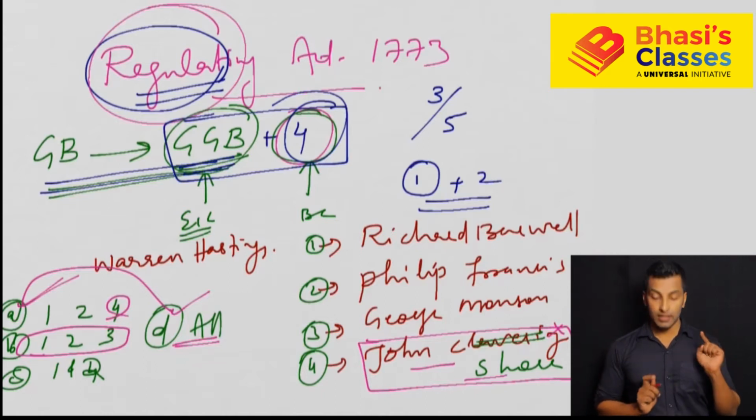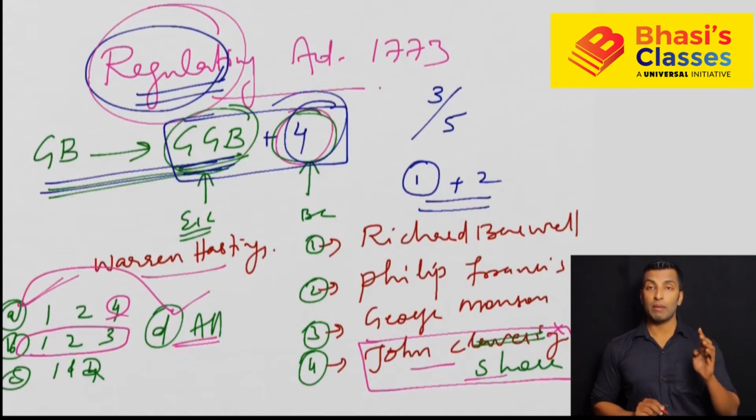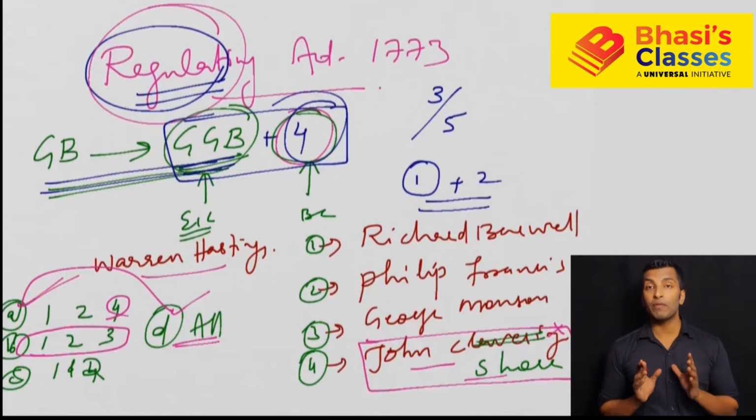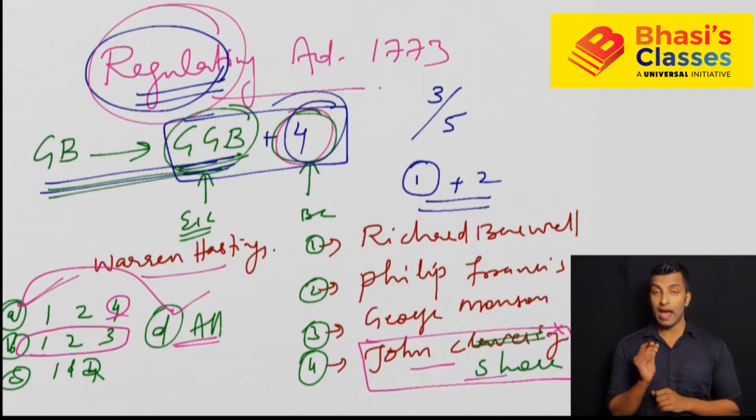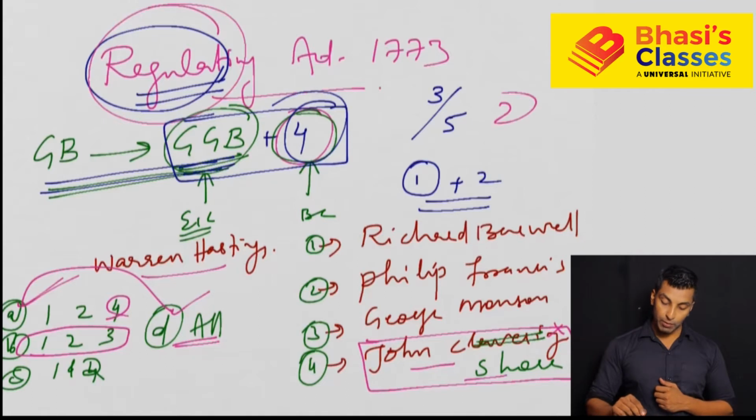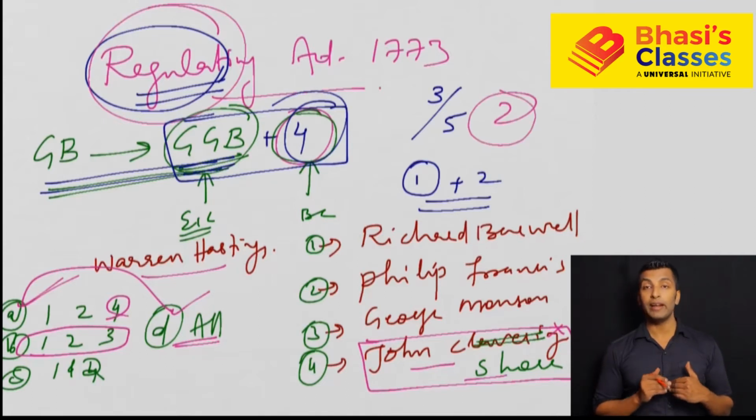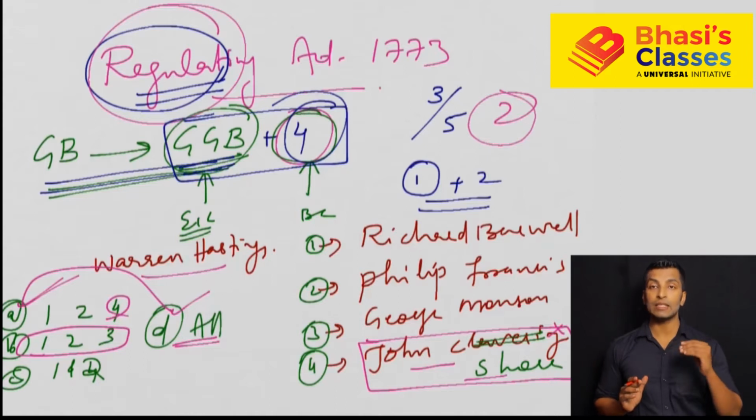And the first Governor General was Byron Hastings, and the 4 members were Richard Barwell, Philip Francis, George Monson, and John Clavering. Okay, and the problem with this act was, I already told you, the decisions were implemented on the basis of majority, and if Byron Hastings wanted to implement any of his decisions, he needed the support of a minimum of 2, because he needed 3 out of 5, right? But right from day 1, 3 out of these 4 gentlemen were always against Byron Hastings.